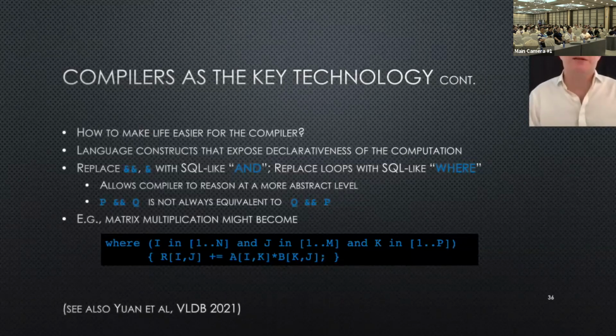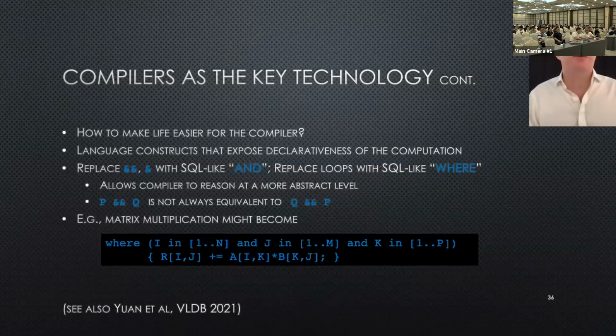This would allow the compiler to reason at a higher level. So it's not always the case that P double ampersand Q is equivalent to Q double ampersand P. The compiler has to do a fair bit of work to figure out that there are no side effects and that those are in fact equivalent expressions. Rather than force the compiler to do that work, if we know that that is in fact true, let's write it directly and communicate that information to the compiler.